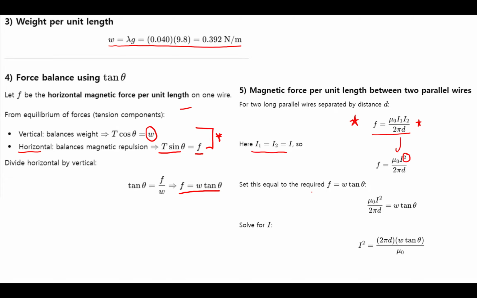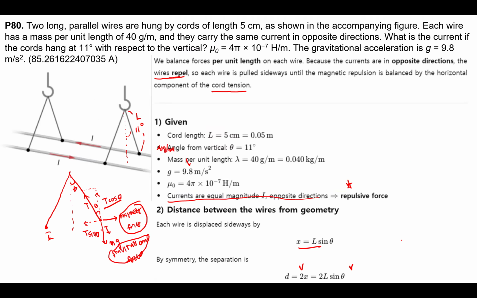And then if we just plug in F equal to W tangent theta, then we have this one. And then I square is given by this value. Note that W is already known, and D is known, theta is known. Okay, so let's look at what D is. D is already there.